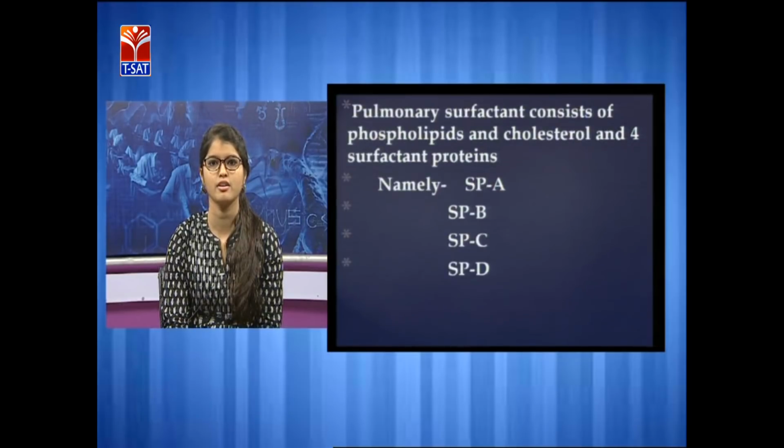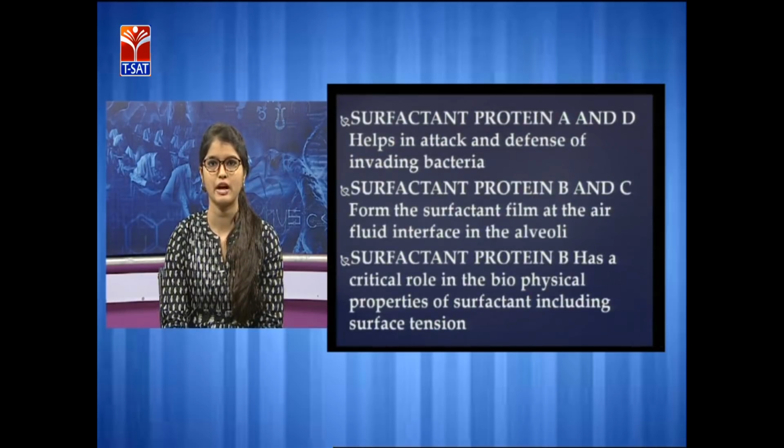These surfactant proteins are of 4 types. They are surfactant protein A, surfactant protein B, surfactant protein C and D. This pulmonary surfactant consists of phospholipids and cholesterol. And the surfactant protein A and D are helpful in the attack and defense of invading bacteria.